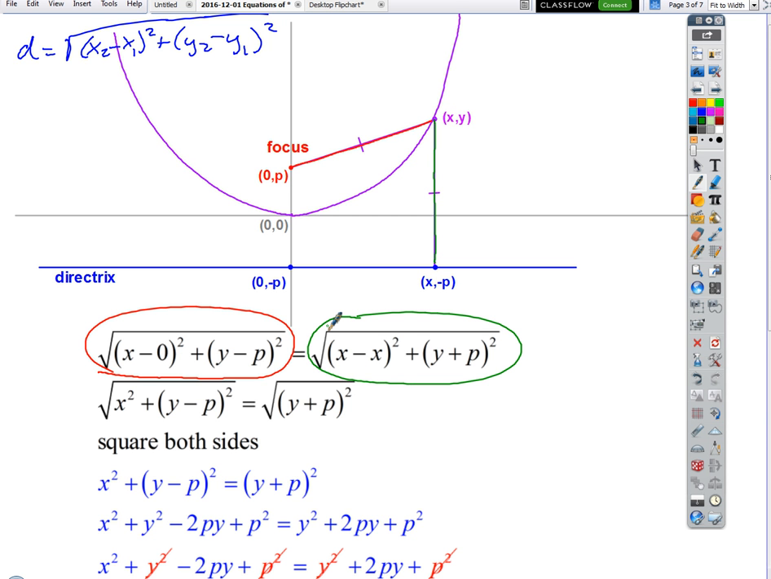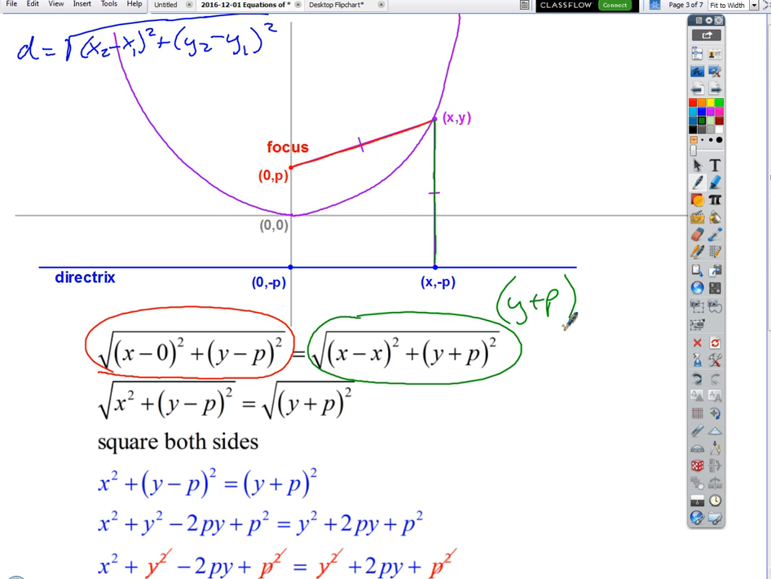Is going to be that guy. And I wouldn't even have to write it in that complicated a way, because we can see the x coordinates are the same, and so really the distance is just y minus negative p, right? I could even just write it as y plus p if I want to, if we don't want to use the whole distance formula.